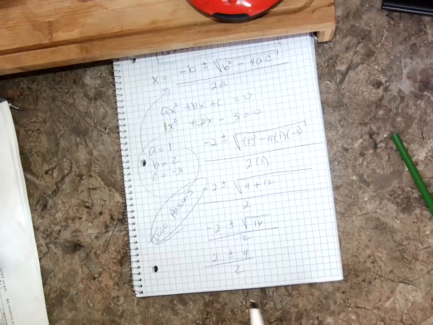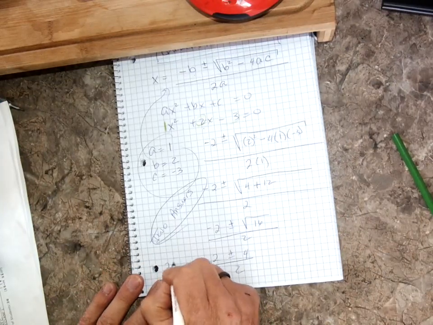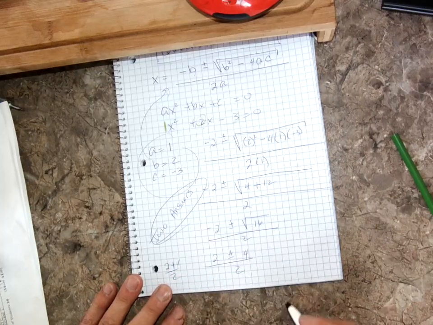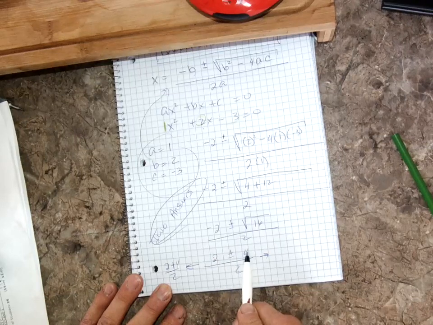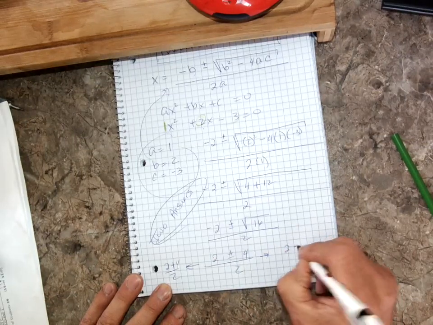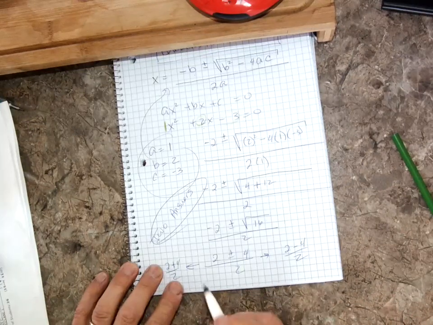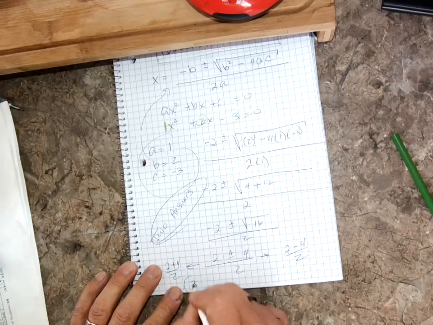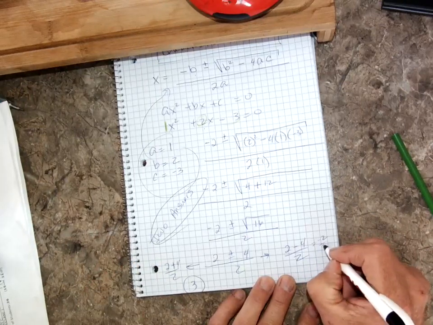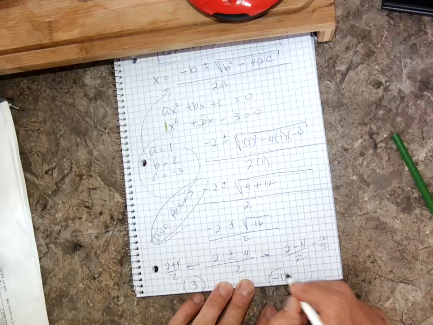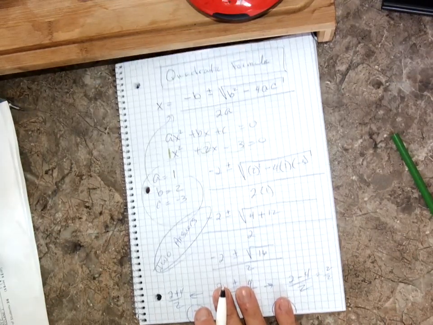So one answer is 2 plus 4 divided by 2. And the other answer is 2 subtract 4 divided by 2. So there are two answers. This is 6 over 2, which is 3. This is a negative 2 over 2, which is a negative 1. There's my answers.